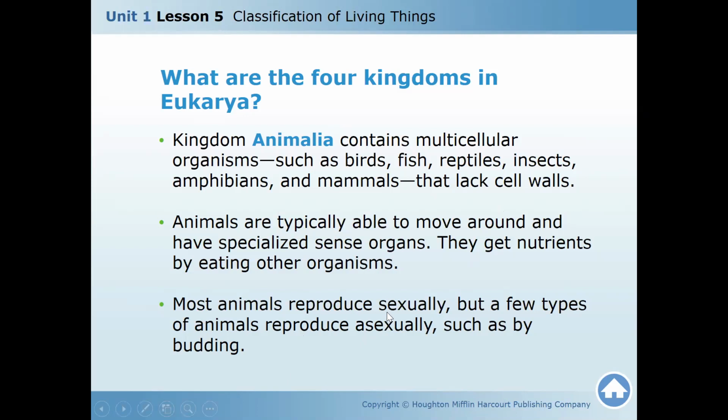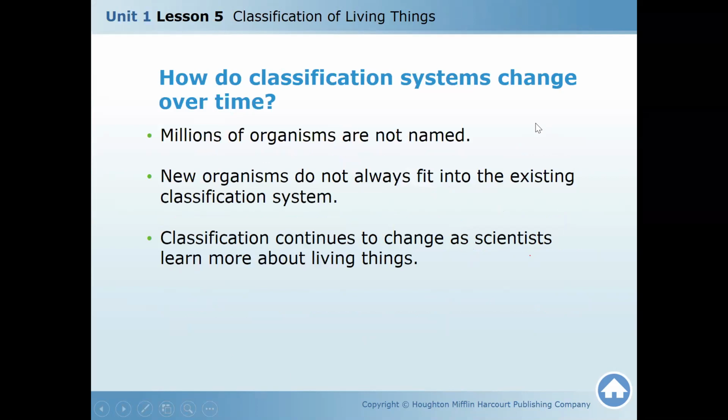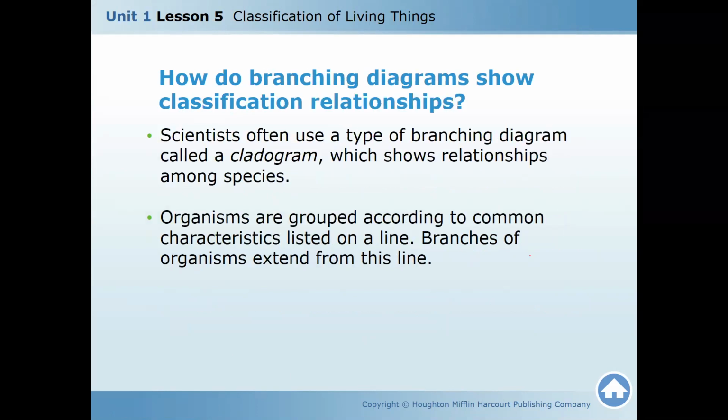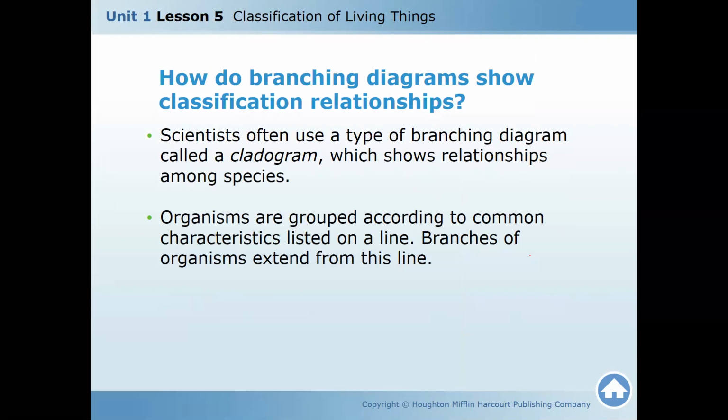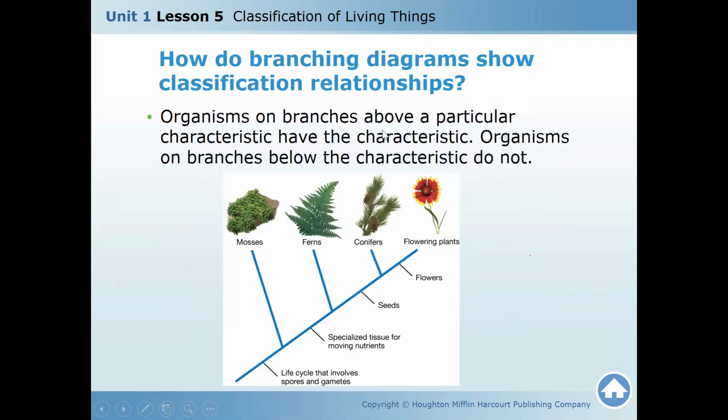Now, next page here. Let me read it. Millions of organisms are, okay, we have done this. Scientists often use a type of branching diagram called a cladogram. Do you see this diagram, girls? Cladograms group organisms according to the common characteristic listed on a line. Organisms on branches above a particular characteristic have the characteristic. Organisms on branches below the characteristic do not. See, all these above the characteristic have it, and those below do not.